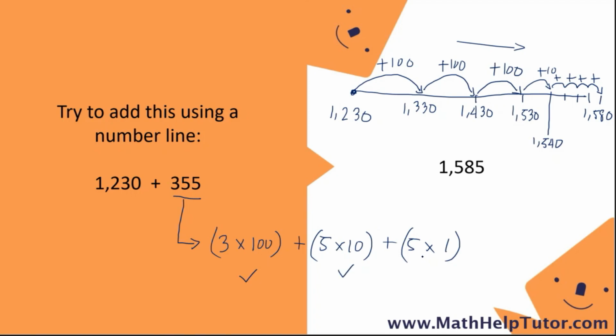Next is we add 5 ones. So 1580 we add, that's a plus 5. Or you can skip count 5 ones. So 1580 plus 5 gives us the answer 1585.